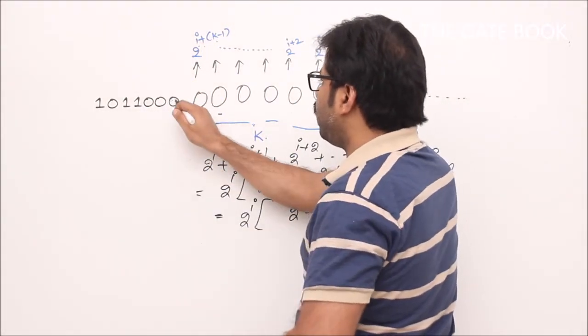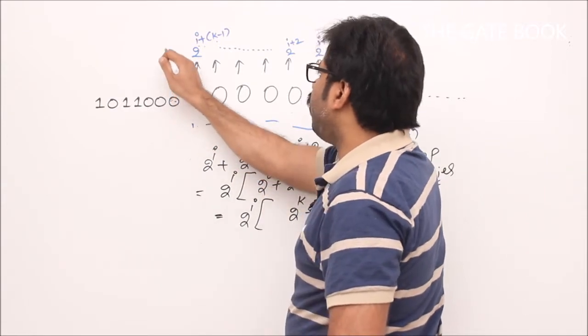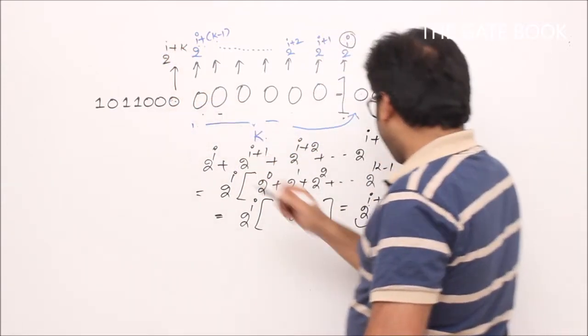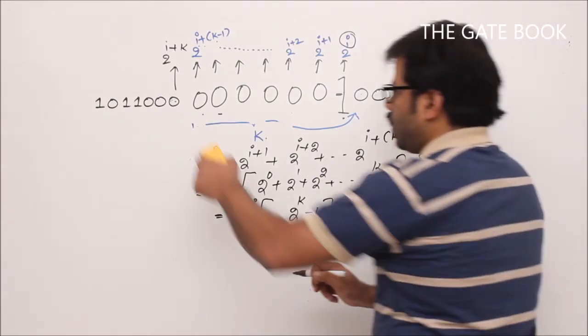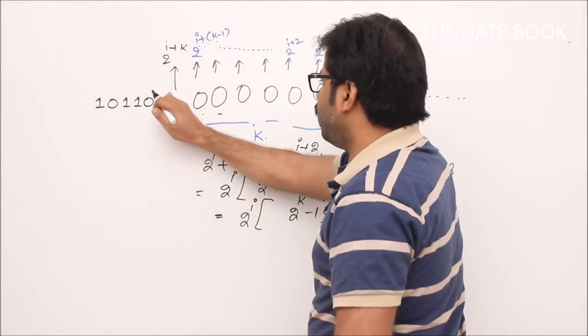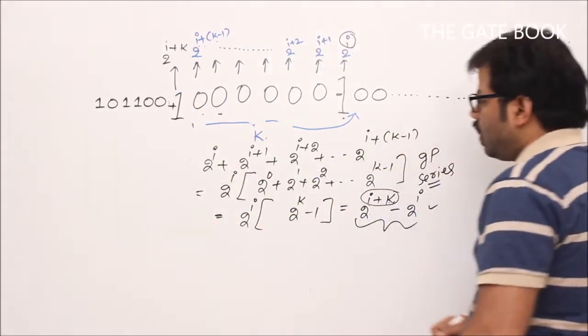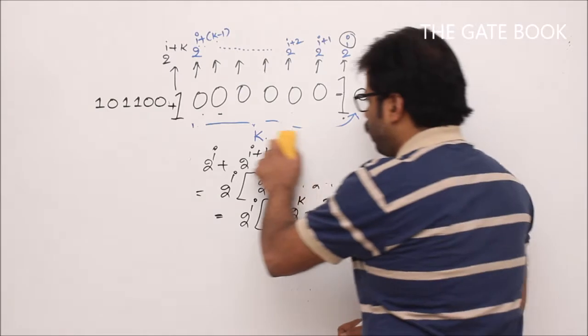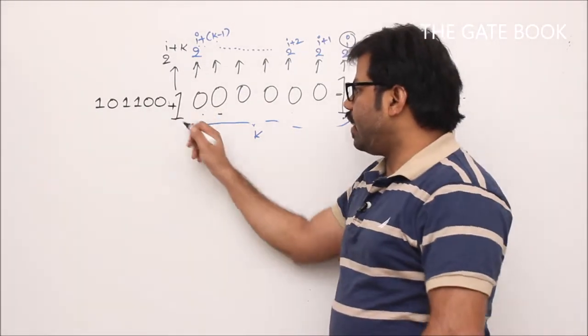Okay, this bit, what is the weightage of that? You check it out, 2 to the power of I plus k. I want to get 2 power I plus k. That means I should go to a weightage of 2 power I plus k. So he made this plus 1. Okay. So when he does that, what is going to be achieved? We'll see. So now we'll see the weightage of this one.